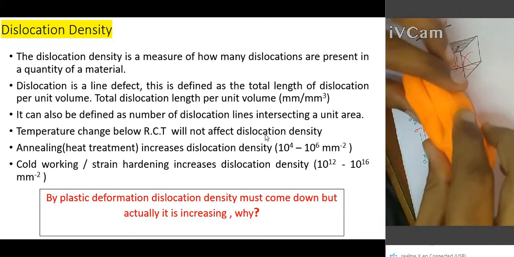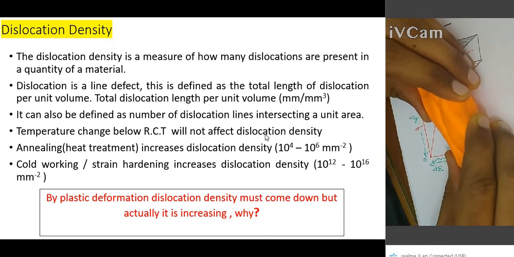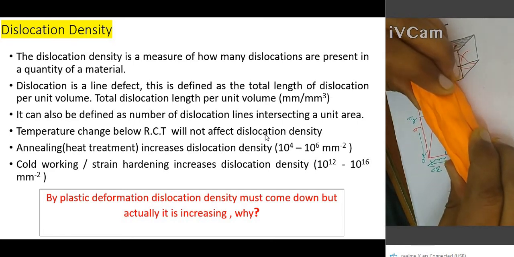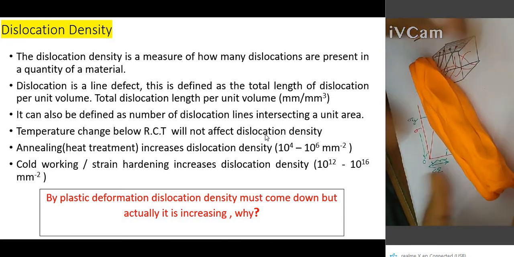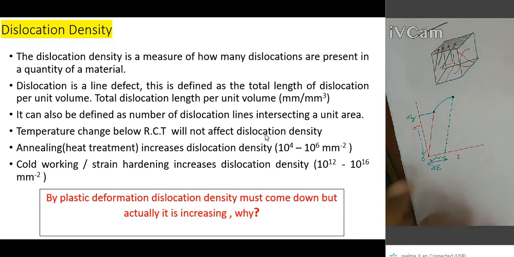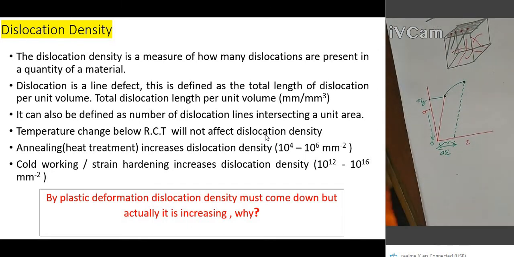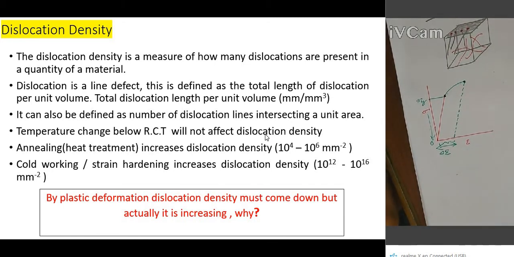For example, here in this block, I am applying a load above the yield point, so the length increases. When I release the load, the elastic part recovers but the plastic deformation remains, and some strain is retained inside the structure. How much is retained? This much, delta epsilon. So delta epsilon is the amount of strain retained in the material. Okay. And this process is called strain hardening.